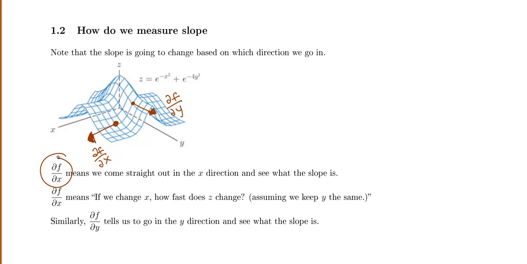So partial of f with respect to x means if we were to change x, how much does z change? And again, we're assuming we keep y constant, or y doesn't change. Okay. Or the derivative of f with respect to y, okay, tells us, keep x the same and only change with respect to y, so we'd be coming out again in this y direction.